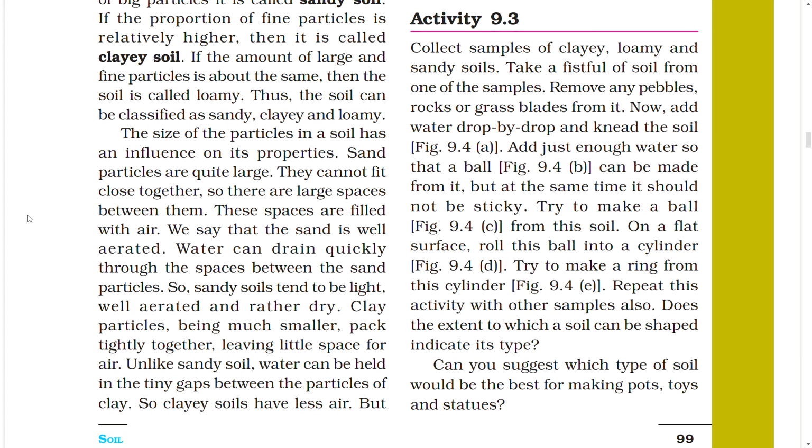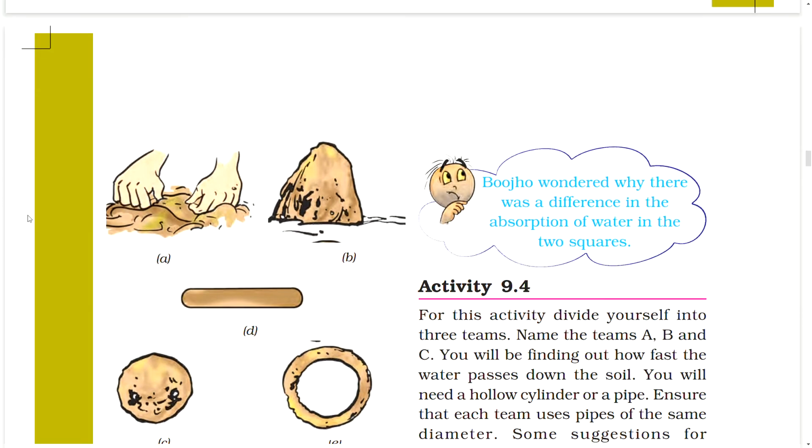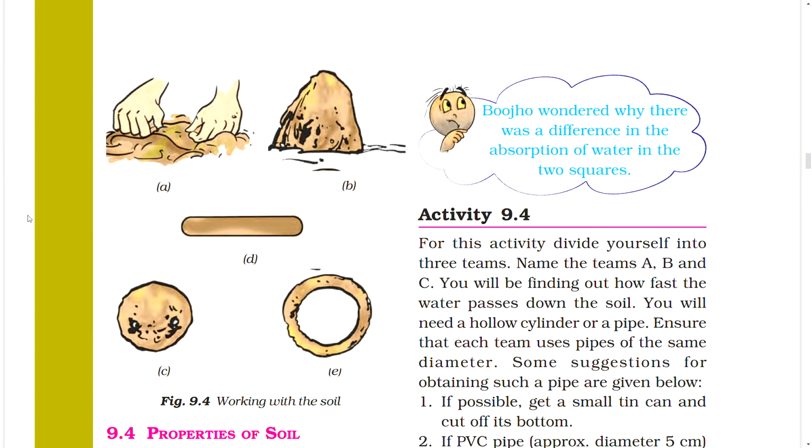Does the extent to which a soil can be shaped indicate its type? Can you suggest which type of soil would be the best for making pots, toys and statues? Figure A, B, C, D, E. Figure. Working with the soil.